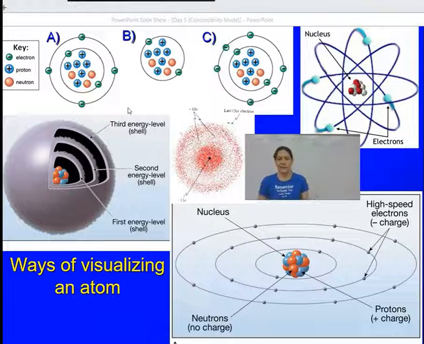But whatever, there are just different models for an atom. And what unifies all of these different models is they all contain a nucleus, a central area that contains protons and electrons. I'm sorry, protons and neutrons. And then whizzing around the nucleus in a variety of different ways, we have electrons.